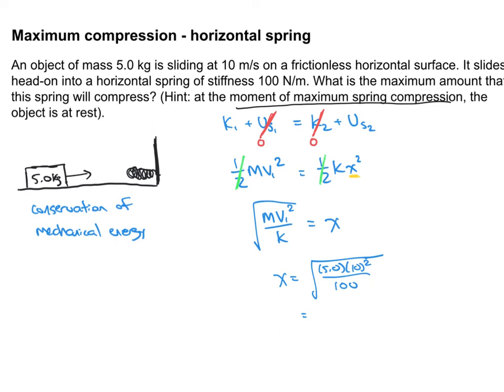Well, I chose some pretty nice numbers here. 10 squared is 100. So 100 divided by 100 is 1. So it's really just going to be the square root of 5. But I still have to put that in the calculator. And round it to 2 sig figs, giving me 2.2.